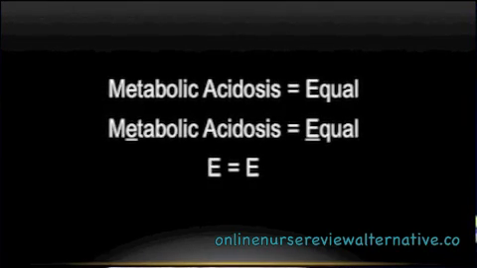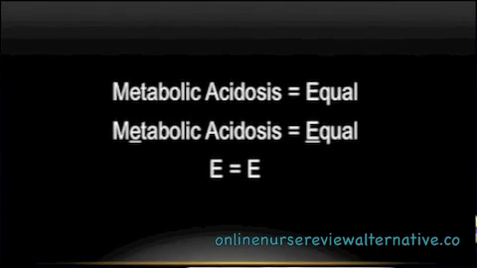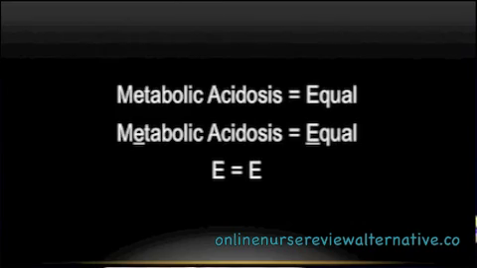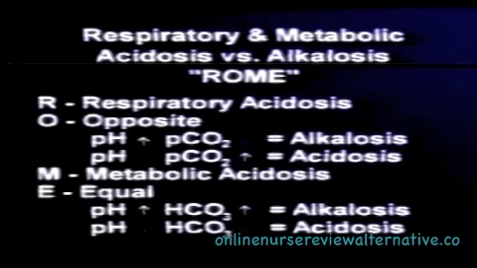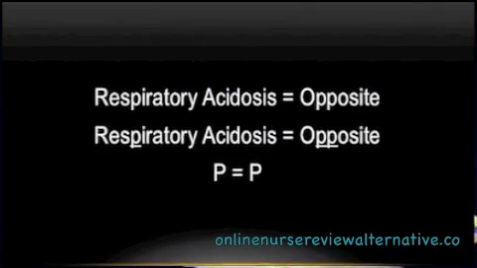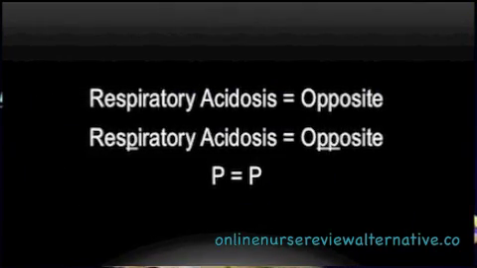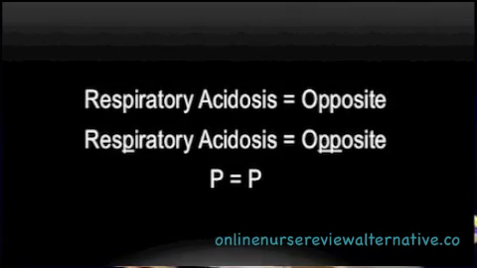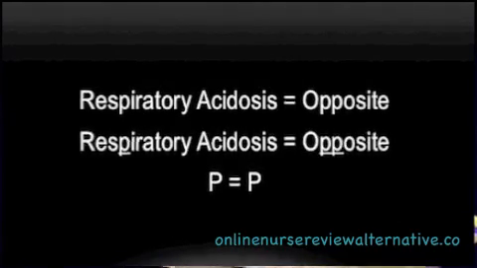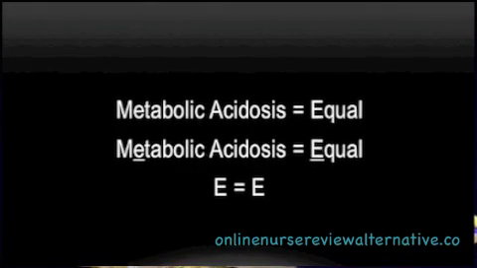When we look at metabolic acidosis, then they're equal. So metabolic, ME, means equal. And if we look at that, pH and HCO3 are going in the same direction in alkalosis. They're both going up. If we look at acidosis, the pH and the HCO3 are decreasing, so they also are going in the same direction. So take a look at that and make sure that you put a little star next to that, because that's also going to help you remember what is happening in metabolic and respiratory acidosis and alkalosis.